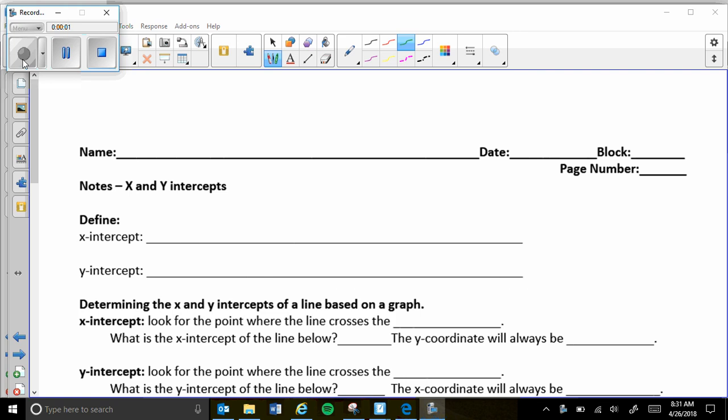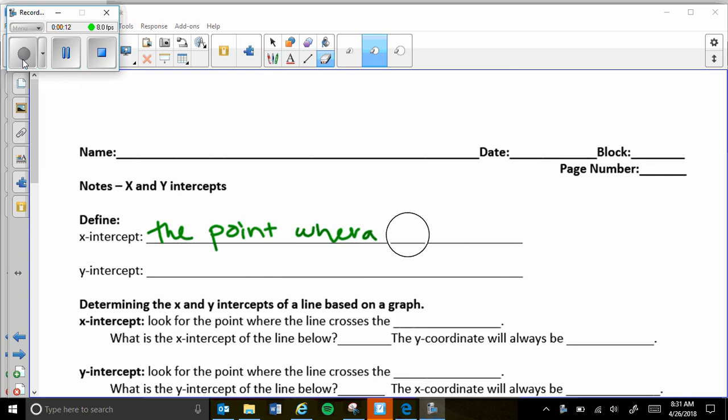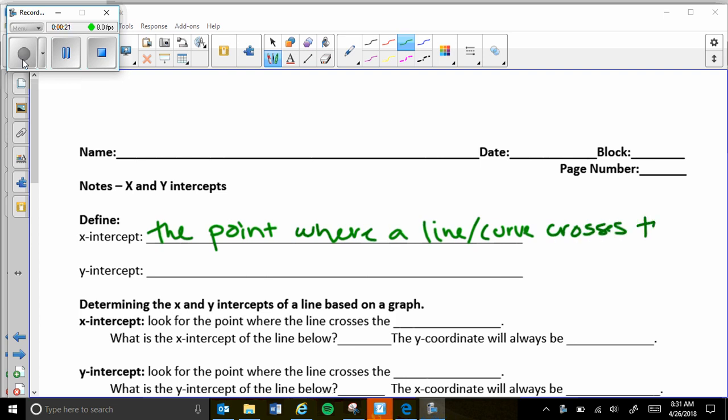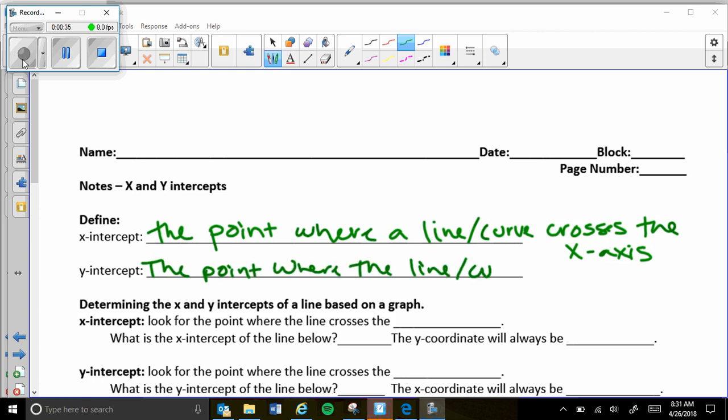Our last topic in Unit 4 is x and y intercepts. So the x-intercept is the point where a line/curve crosses the x-axis. And so the y-intercept is the point where the line/curve crosses the y-axis.